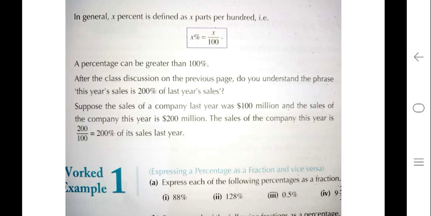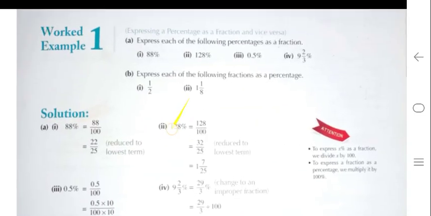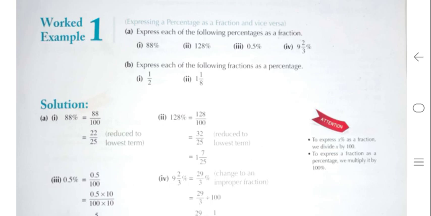To make you understand more, let's go to worked example 1. Express each of the following percentages as a fraction. If you have 88%, that will mean 88 over 100, as simple as that. It's already a fraction. Now usually we always want to simplify the fraction to the simplest form. It says here reduce to lowest terms. So you can divide both by 4.